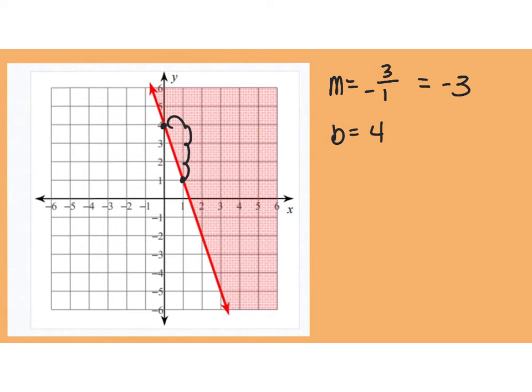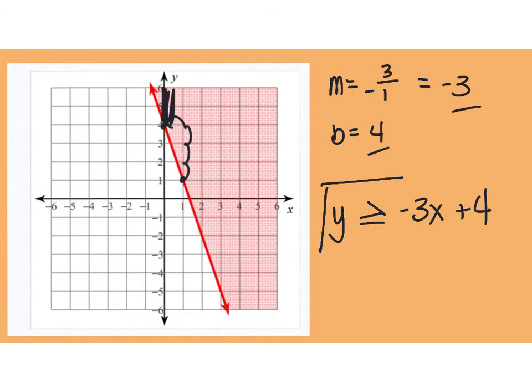Okay. Now that I have my slope and my y-intercept, I can write my y equals mx plus b. So I would have y, I'm going to leave it open for right now, equals negative 3x plus 4. So we need to decide what symbol we're going to use. What kind of line do we have here? Is it solid or dashed? I say dotted sometimes, but you know what I mean. It's solid. So that means I'm going to have an equal sign, right? And it's shaded above, so it's including all those y values up top. So that means it'll be y is greater than or equal to negative 3x plus 4.